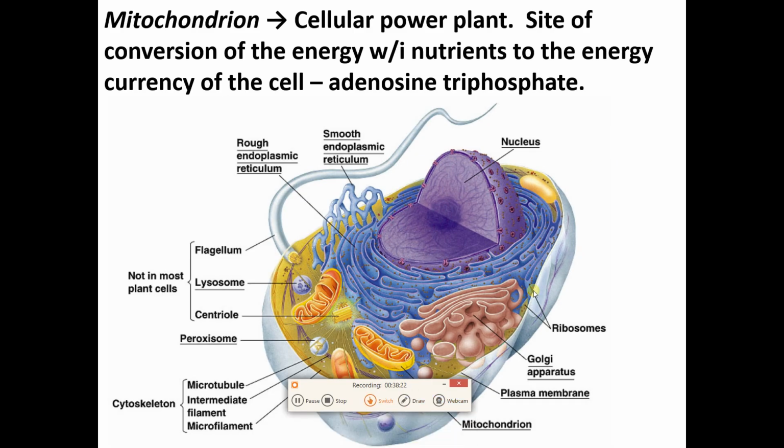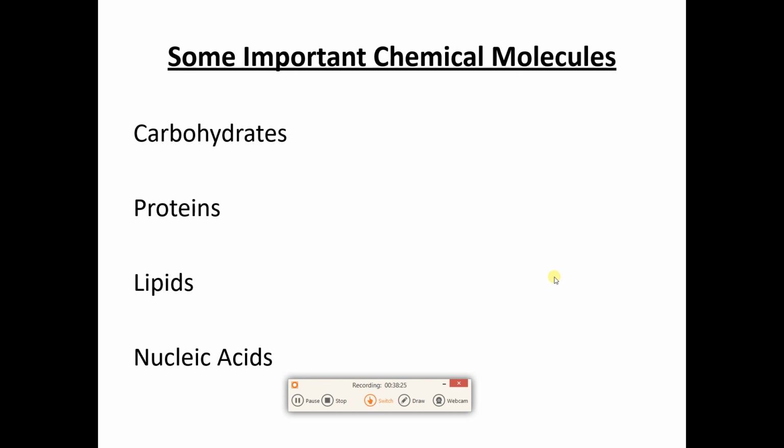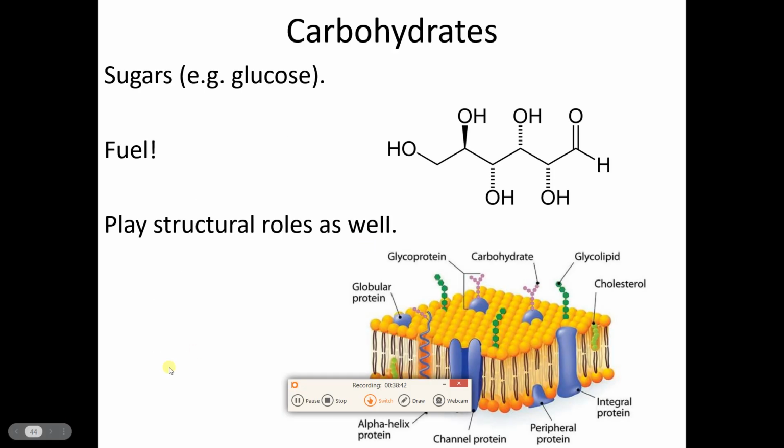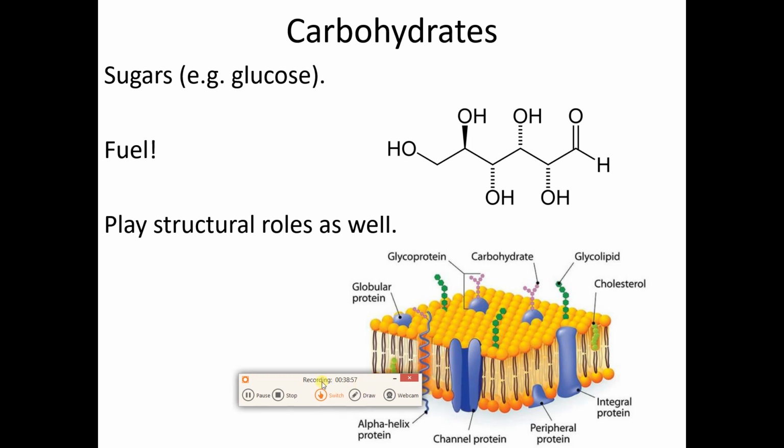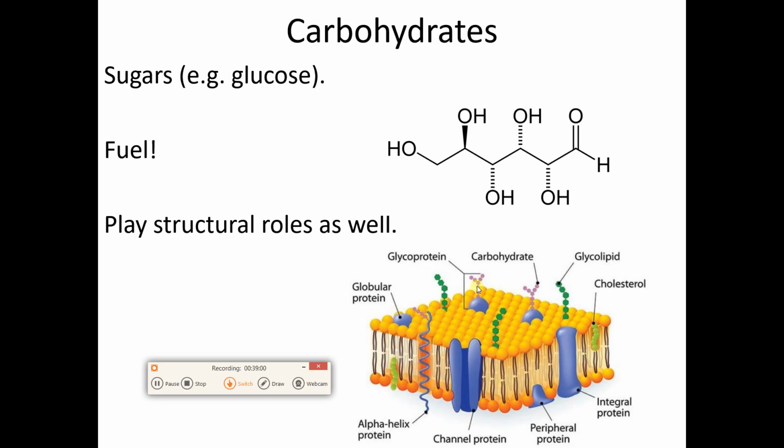All right. So moving down, we're going down these levels of hierarchy. Some important molecules we got to know are carbohydrates, proteins, lipids, and nucleic acids. So, carbohydrates. Lots of different carbohydrates are out there. One important variety are sugars, such as glucose, which is pictured here. Glucose, of course, is a fuel, so sugars can function as fuels, and they can play structural roles as well. We see some sugars attached to our cell membrane here.